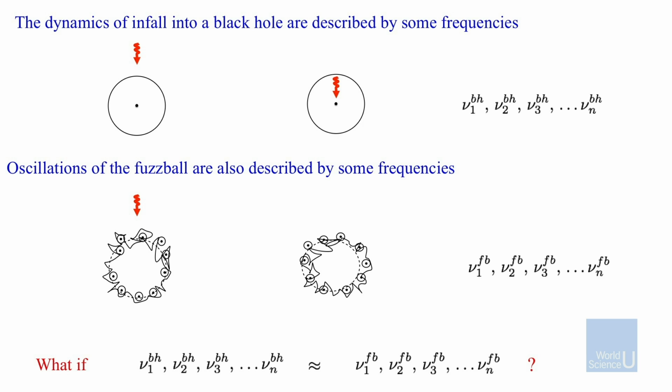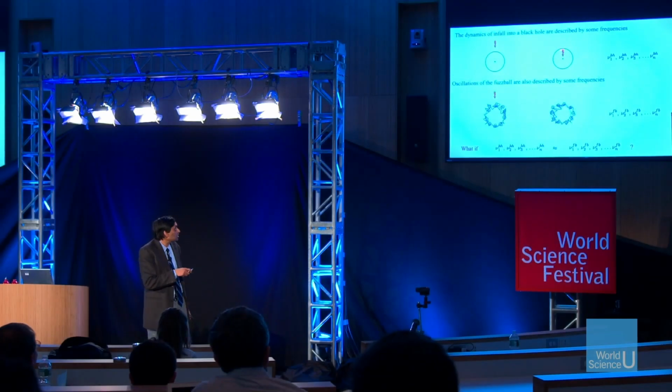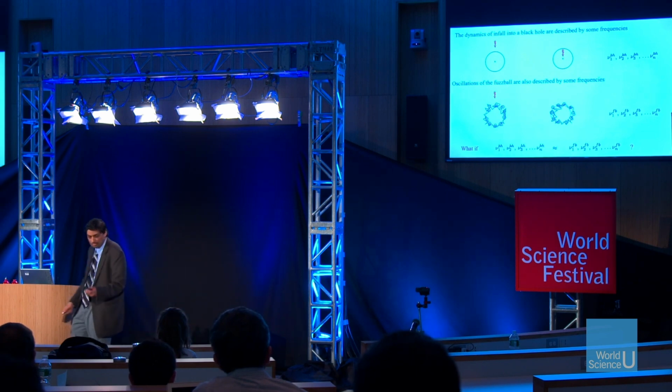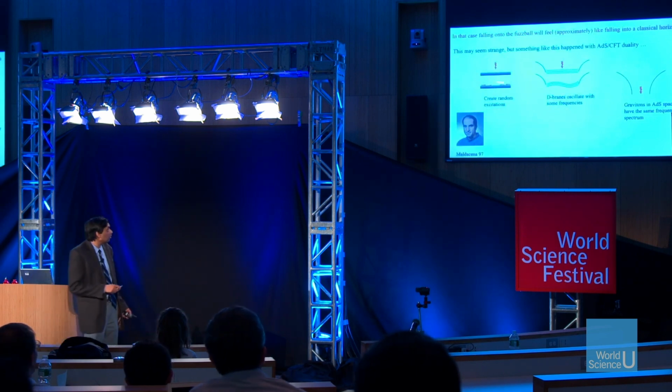Now, what if these frequencies were, to first approximation, equal to these frequencies? Then actually you can't tell the difference between not going in and just oscillating the surface, and actually mimicking the idea of falling in. And there is reason to believe that this is what actually happens. There's reason to believe that the oscillation frequencies of the fuzzball are the same as the frequencies of waves which are falling into the black hole. So now we are reaching the final point of what we do.